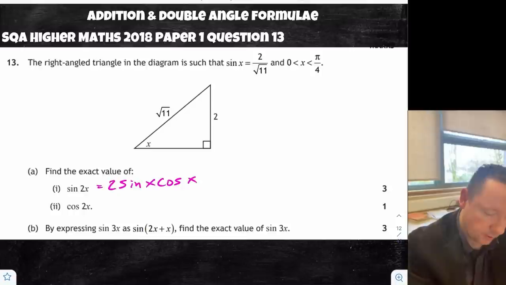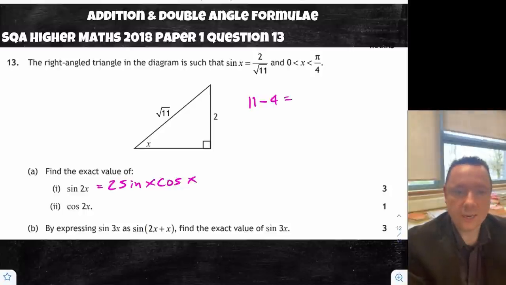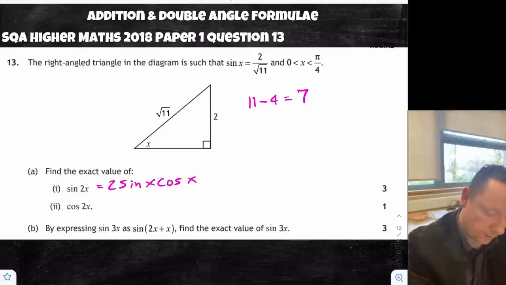Pythagoras to get this inside, so I've got root 11 squared, which is 11, minus 2 squared, which is 4. 11 minus 4 is 7. So the missing side is the square root of 7. So that means cos x is equal to root 7 over root 11.